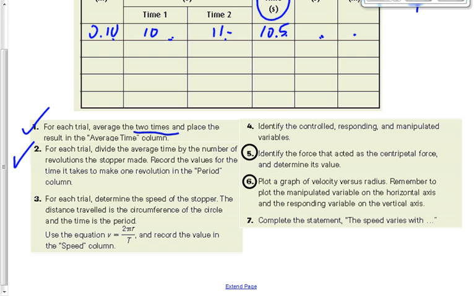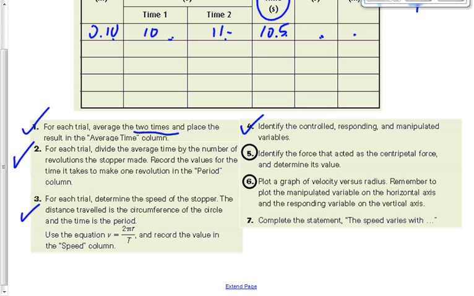You want to find the time for 1 revolution. That's the period. You've already done that. You want to find the speed. You've already done that. Again, show an example calculation of each one, but you don't have to answer these questions formally again. 4, identify the control, responding, and manipulated variables. You've already done that when you listed your variables. 5 and 6 are the ones that you haven't already done.